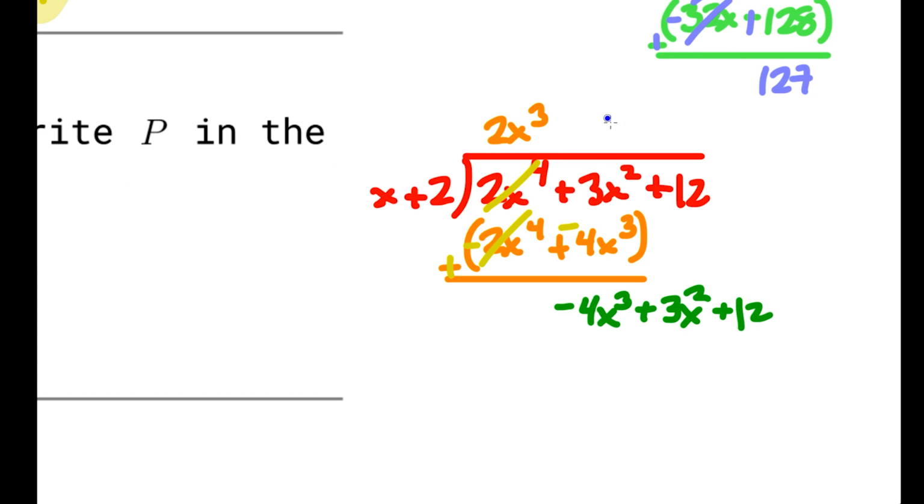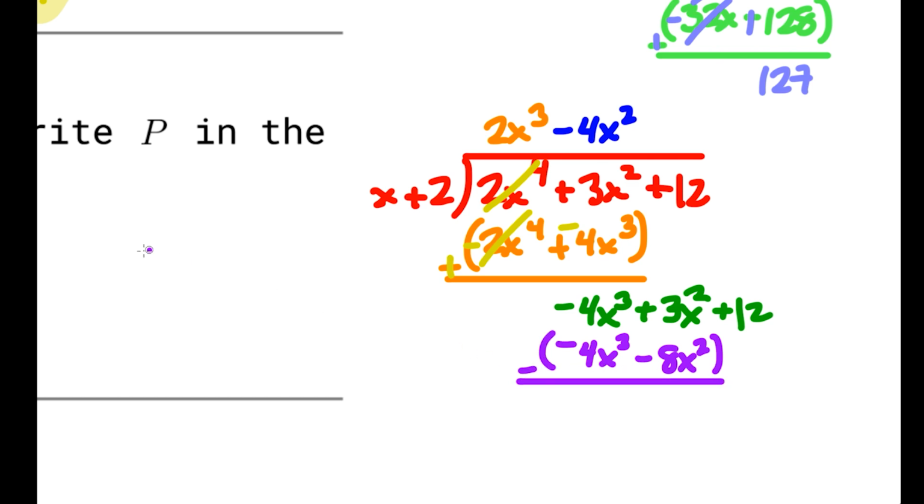Okay. Looking at the leading terms, what do I need to multiply this x by to get negative 4x cubed? Well, I have to multiply it by negative 4x squared. And then you end up with negative 4x cubed minus 8x squared. And then we're going to subtract all this off here. It's going to be plus, plus, plus, cancel, cancel. You'll be left with 11x squared plus 12. Then plus 11x to make it 11x squared down here, plus 22x, in parentheses.